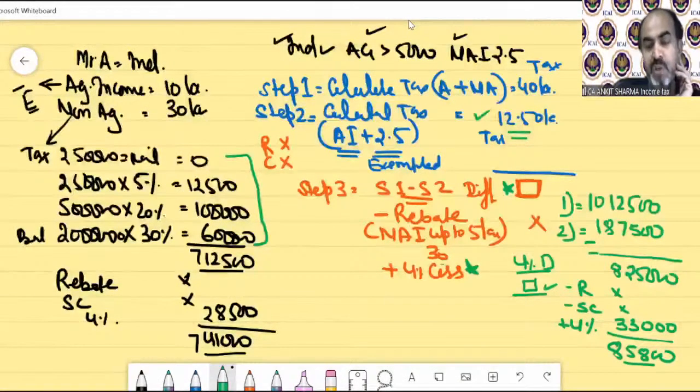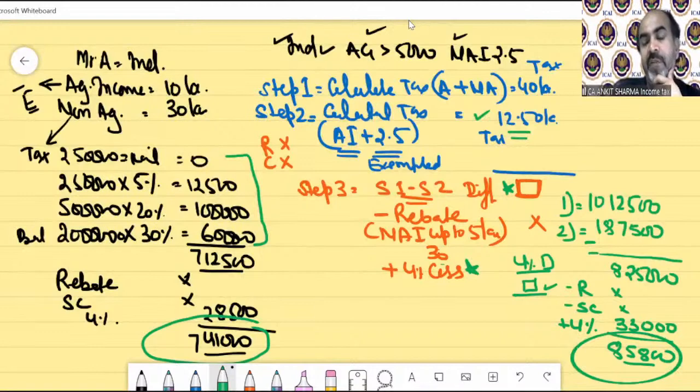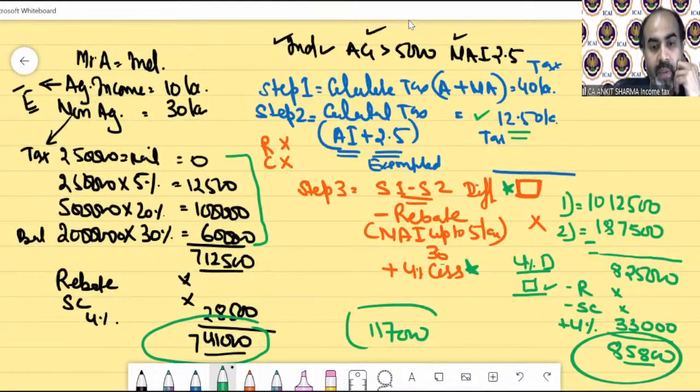If these provisions had not been here, then we would pay tax of only 7,41,000, and due to this integration provision we have to pay tax now 8,58,000. So there's an increment in tax of almost 1,17,000. And technically you cannot say that we charge tax on agricultural income, because what the government says is, look, we have charged tax on agricultural plus non-agricultural income both.